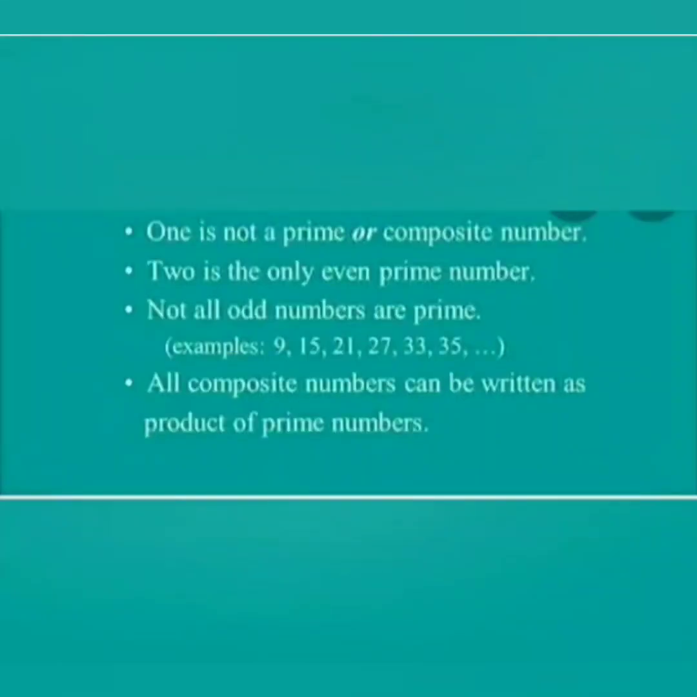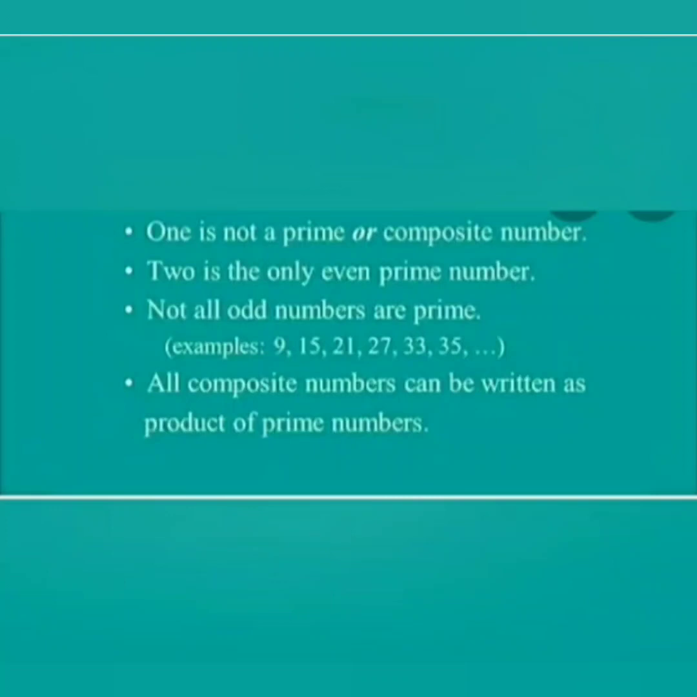Let's recall some of the basic points related to prime and composite numbers which we have studied. First point, 1 is not a prime or a composite number. 1 is neither a prime number nor a composite number. 1 is our natural number. Second point, 2 is the only even prime number. We have already discussed this while we were discussing the concept of prime numbers.